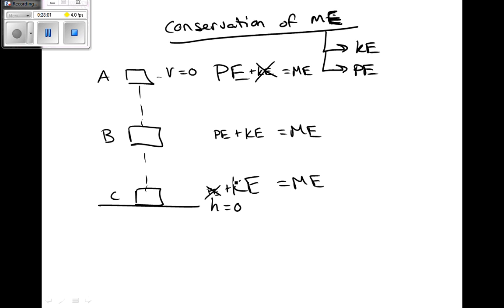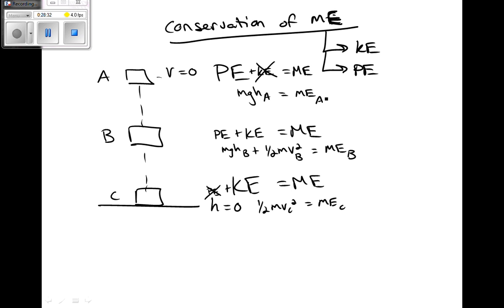So here's the idea. Mechanical energy at point A is equal to the potential at point A. So I could say mgh at A equals the mechanical energy. At point B, I could say the mgh at B plus 1/2 mv_B squared equals the mechanical energy. At the very bottom, 1/2 mv_C squared equals the mechanical energy at point C.